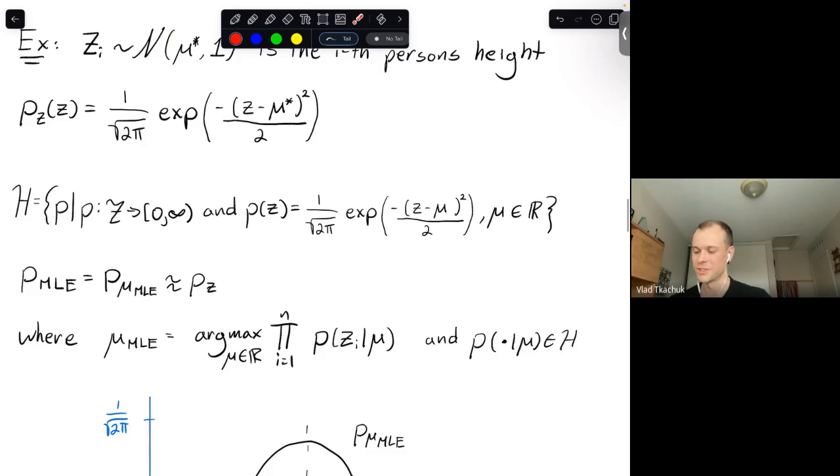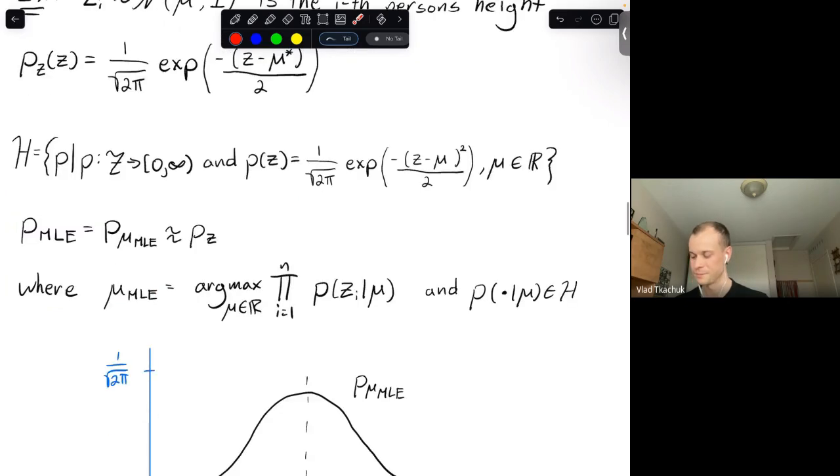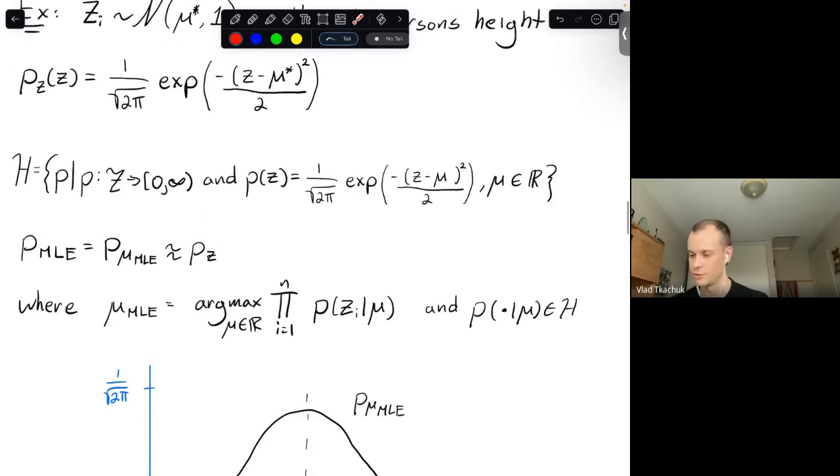Well, what we do is we say, okay, our function class of PDFs is the set of all PDFs that look like normal distribution PDFs. Makes sense. And we consider all parameters mu. So then to solve for the PDF that maximizes the likelihood, you solve for the mu parameter. Okay, and that should be a good estimate of the true PDF. This is the true PDF.